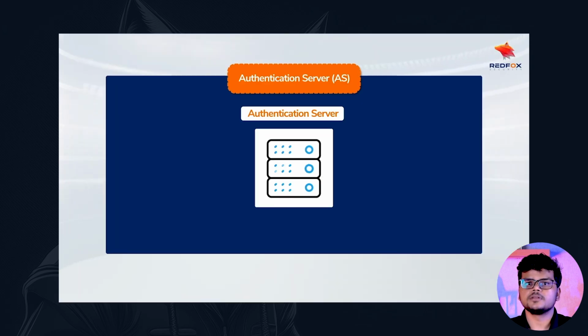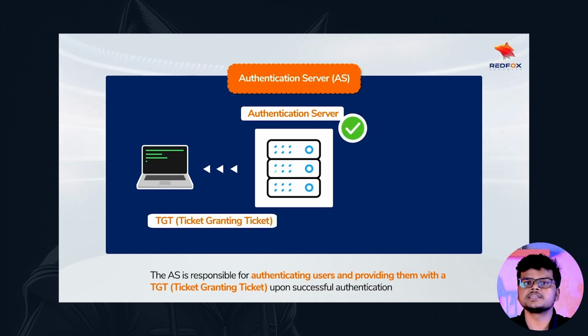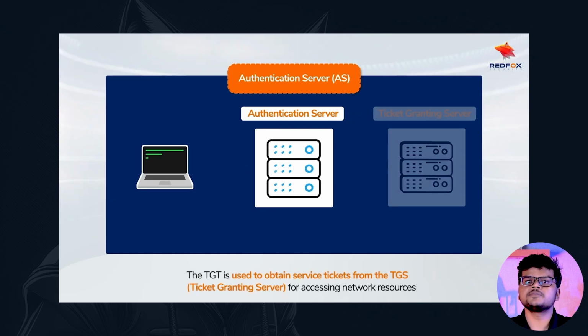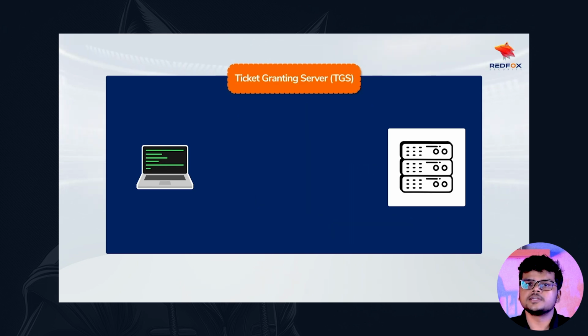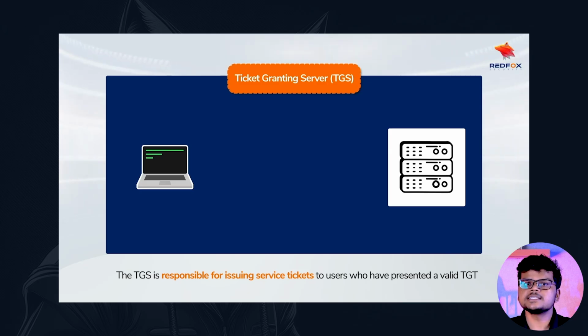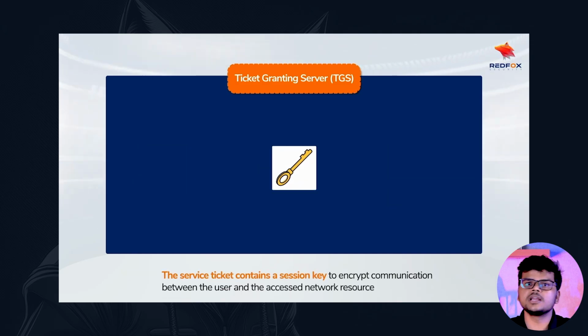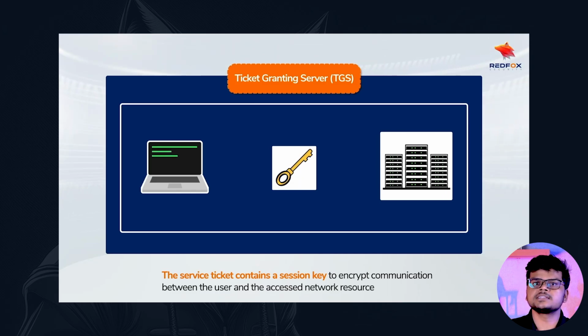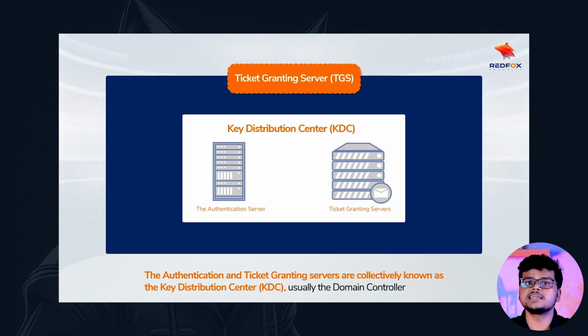Authentication server. The AS is responsible for authenticating users and providing them with the TGT, ticket granting ticket, upon successful authentication. The TGT is used to obtain service tickets from the TGS, the ticket granting service, for accessing network resources. The ticket granting server, TGS. The TGS is responsible for issuing service tickets to users who have presented a valid TGT. The service ticket contains a session key to encrypt communication between the users and the accessed network resource. The authentication and ticket granting services are collectively known as the Key Distribution Center, short for KDC, usually the domain controller.